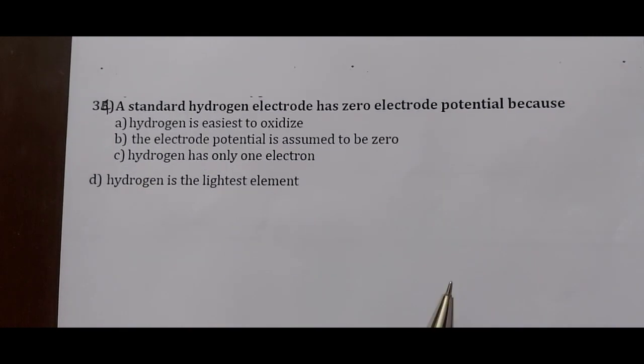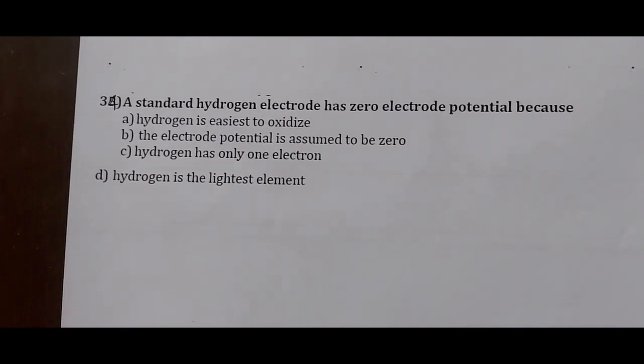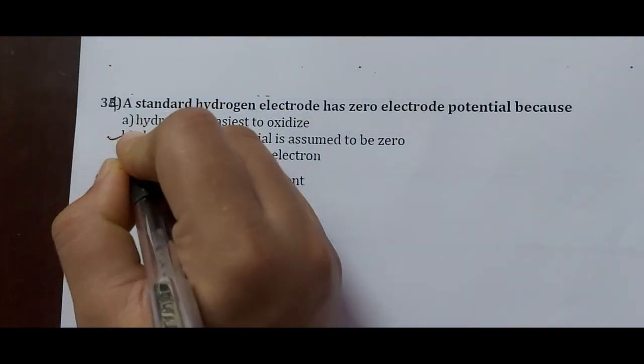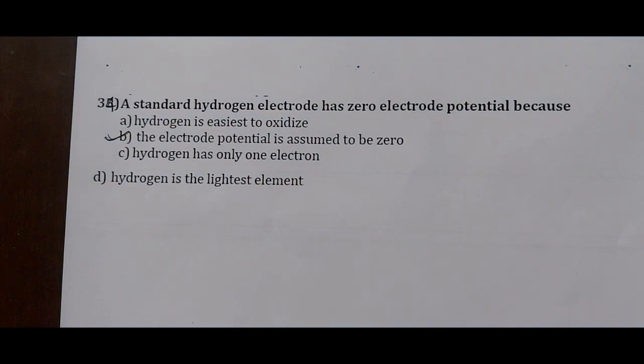Next, if we go with question number 34, a standard hydrogen electrode has zero electrode potential because A, hydrogen is easiest to oxidize, B, electrode potential is assumed to be zero, C, hydrogen has only one electron, D, hydrogen is the lightest element. So here we are assuming that its potential is zero. Hence the correct answer is option B, the electrode potential is assumed to be zero.